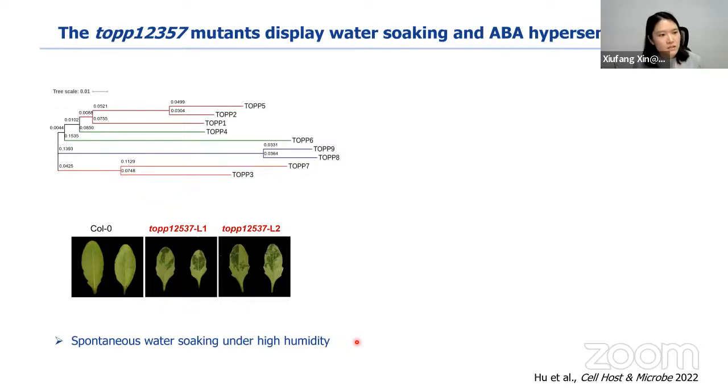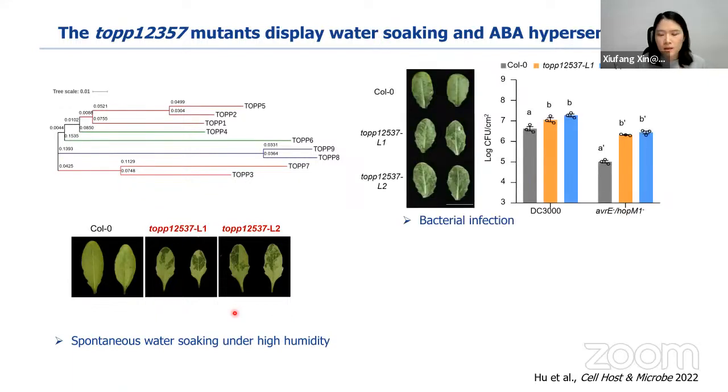So we used CRISPR technology to knock out multiple TOPPs and generate different lines of polymutants. Finally, we found that one line, topp12537, showed very interesting spontaneous water soaking under high humidity. This is without pathogen inoculation. Furthermore, when we infiltrated with the bacterial pathogen, the pathogen-driven water soaking was also more severe in this mutant compared to the wild type.